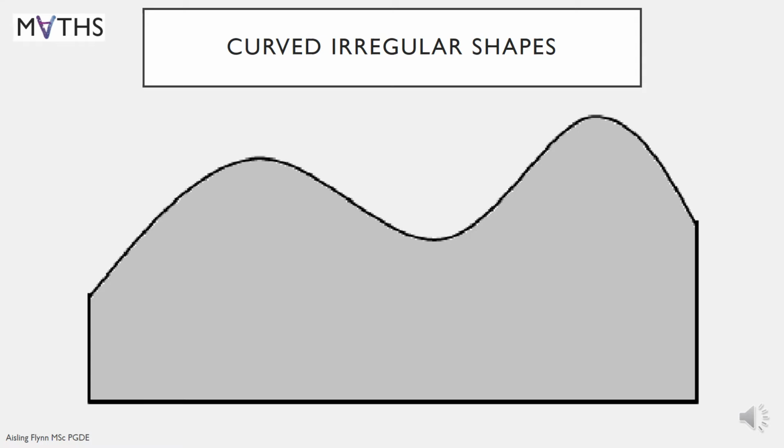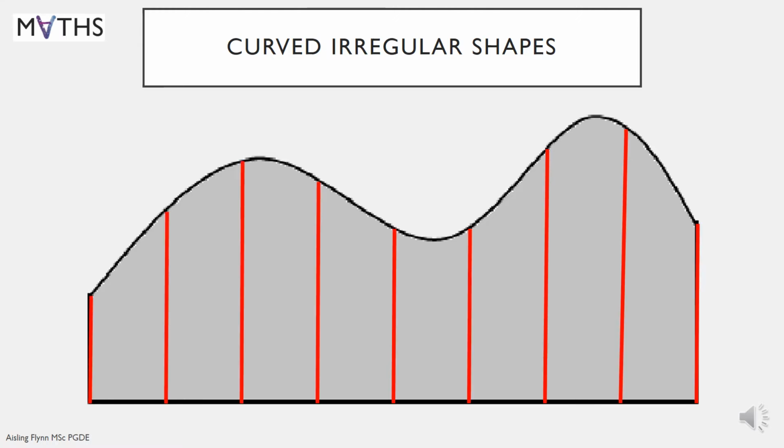Now we can use what we've just seen to help us estimate the area of curved irregular shapes. How do we do that? Well, first we cut up this shape into a series of strips like that. All the lines must be parallel, and by joining them end to end, we create a number of trapeziums. If we calculate the area of each of these trapeziums and add them together, what we get is an estimate of the area of the curved shape.